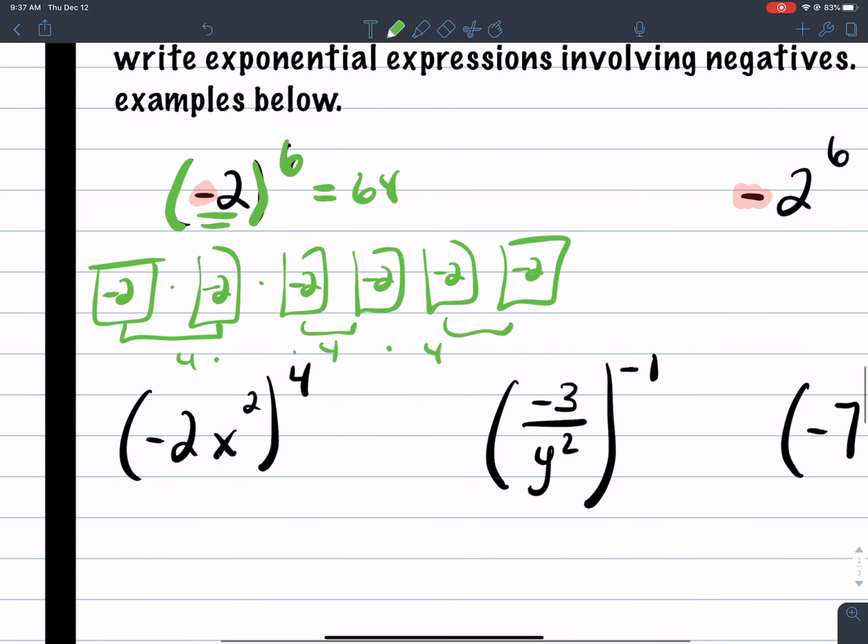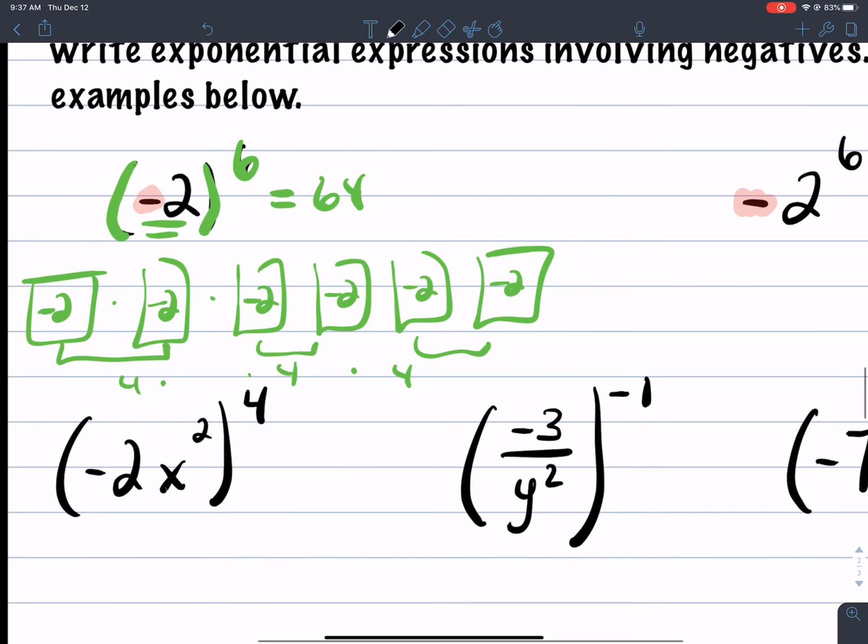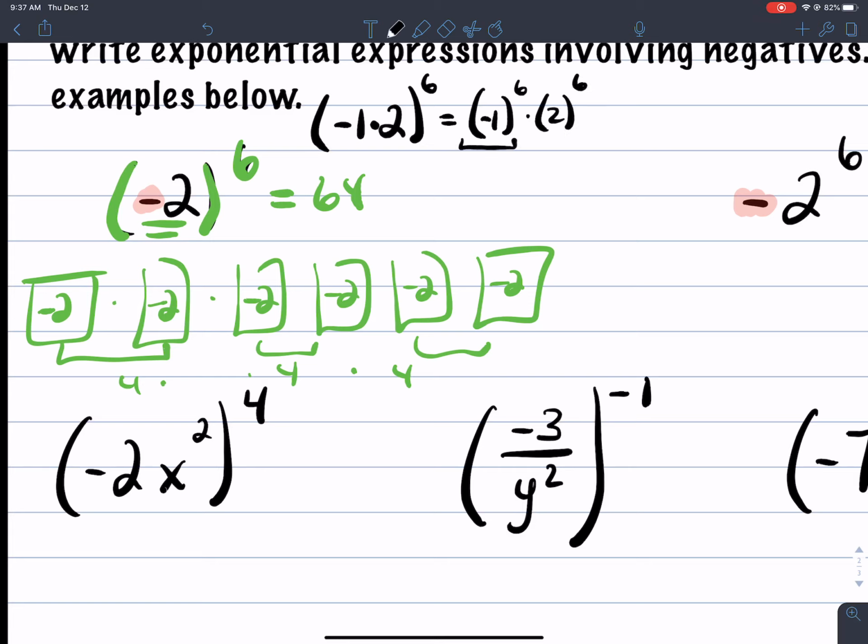Now, another way I'd ask us to see that is using our product to a power rule. -2 is the same thing as -1 times +2 to the 6th. So if I used our product to a power rule, the first thing would get its own parentheses in the power, and the second factor or thing would get its own parentheses in the power. And -1 times itself 6 times, right? A negative and a negative and a negative and a negative, negative and a negative. That's just a bunch of positives. So this is positive, and 2 to the 6th is 64.